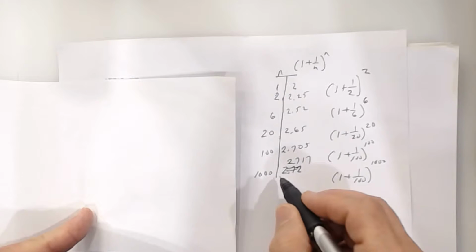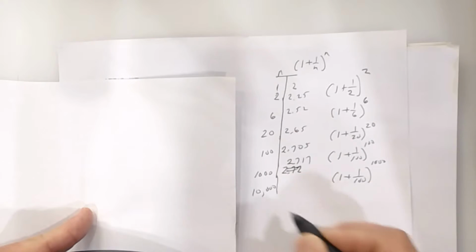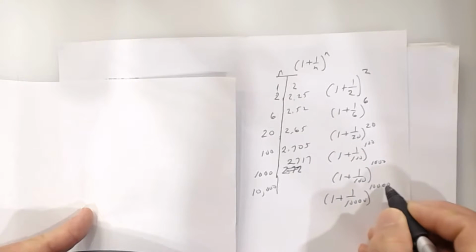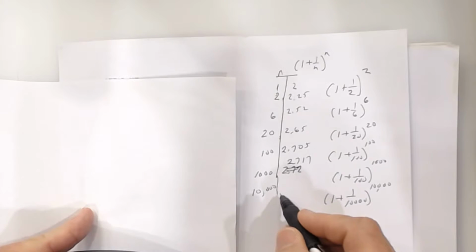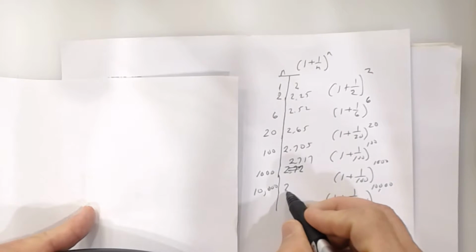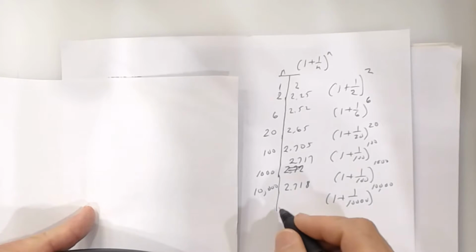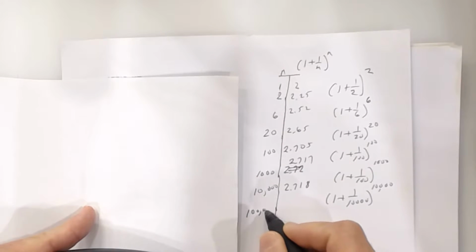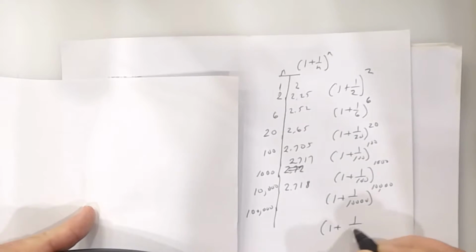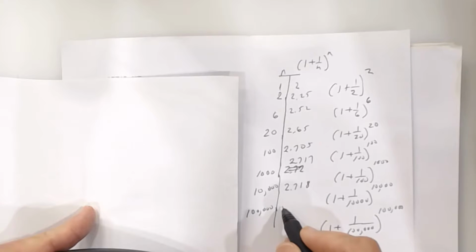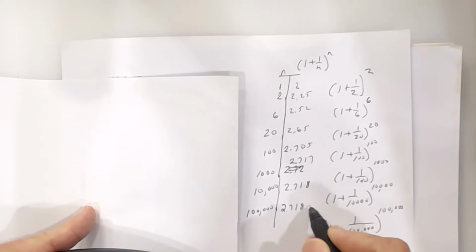Okay? If n is 10,000, what's 1 plus 1 over 10,000 raised to the 10,000th power? 2.718. If n is 100,000, what's 1 plus 1 over 100,000 raised to the 100,000? 2.718. Okay, give me another digit. 3.